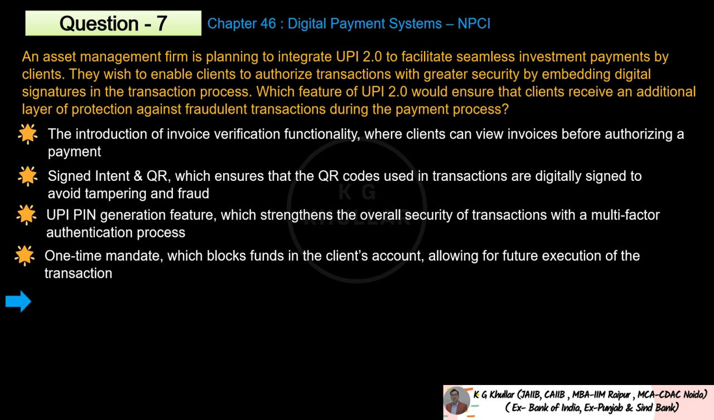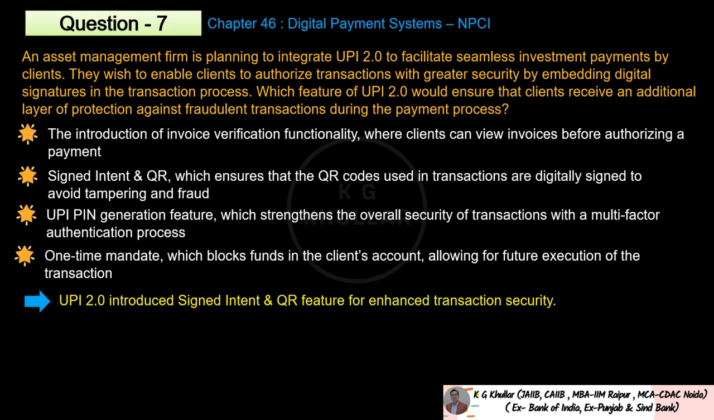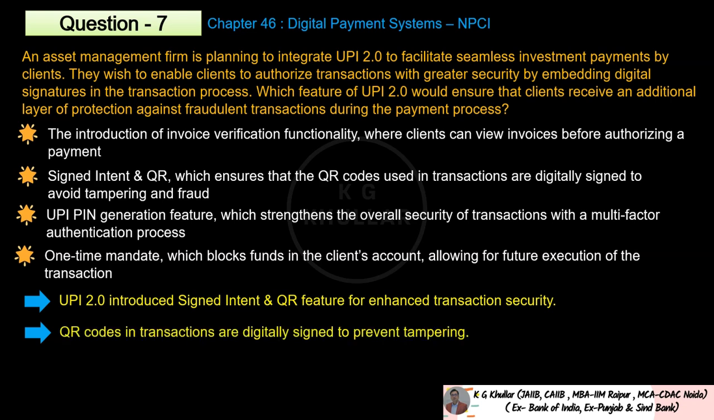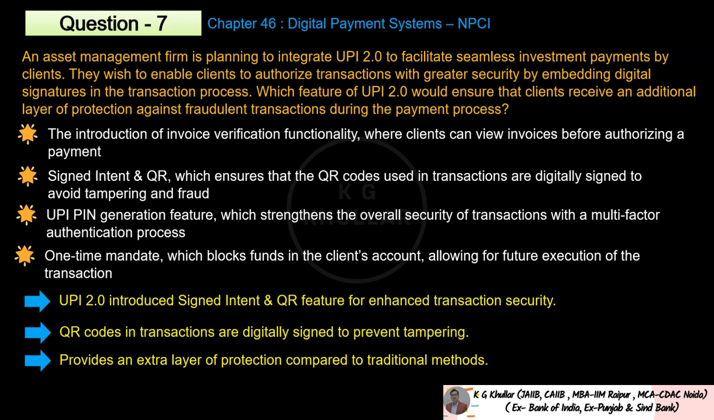Now friends, please note, to ensure an additional layer of security in the transaction process, UPI 2.0 has introduced the signed intent and QR feature. This feature ensures that QR codes used in the transaction are digitally signed, providing protection against tampering and ensuring the transaction is secure. Now this is particularly important for large or sensitive transactions where security is a primary concern. This signed QR code in fact provides an extra layer of security compared to traditional methods. So as far as this question goes, the correct option is option B.